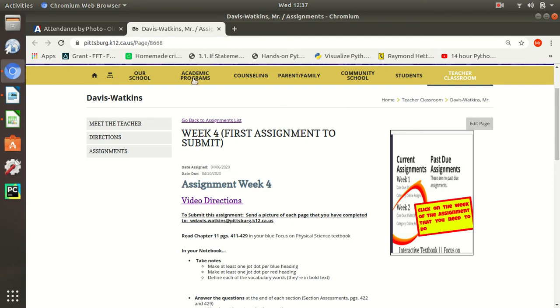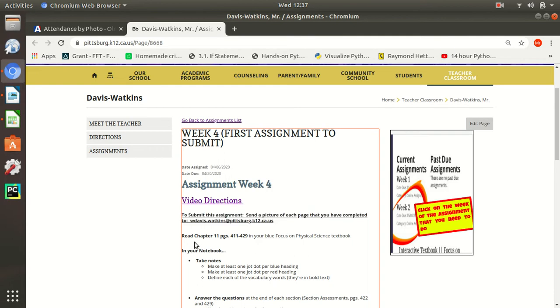But anyway, the first thing we see here, it says to submit this assignment, send a picture of each page that you have completed to this address, wdavis-watkins at pittsburgh.k12.ca.us. So do that. When you finish this assignment, don't send me the pictures on Remind. Go ahead and send them to my email. That way I can give you credit and give you some feedback on your work.